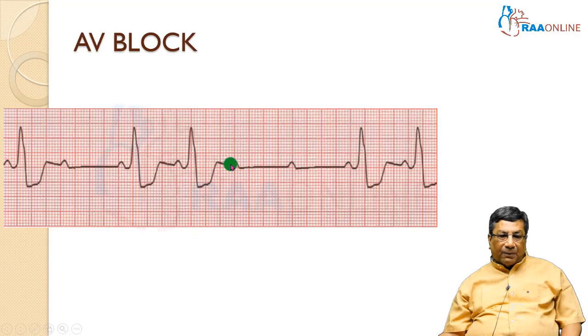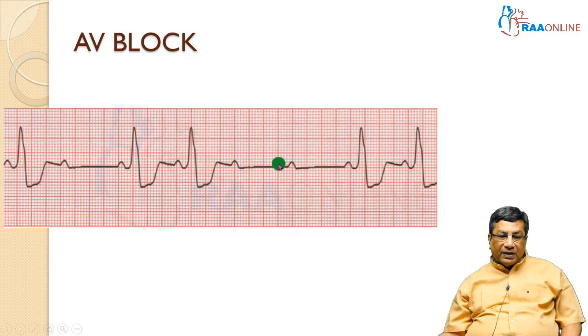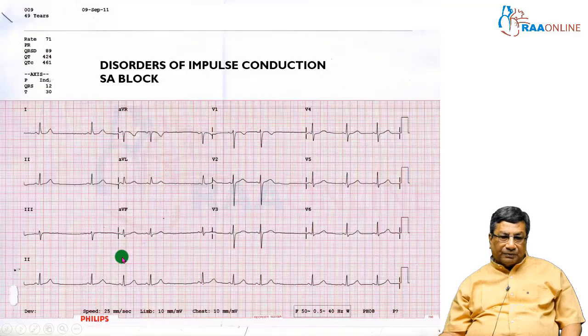Whereas inside the pause, if you find P waves and the P waves are not followed by QRS complexes, it is atrioventricular block, which means the sinus node has formed the impulse. The atrial depolarization has happened, but it cannot cross through the AV node and the distal conduction system to go into the ventricles to produce ventricular depolarization. So whenever you have a pause, if you don't have a P wave inside the pause, it is a sinus pause. When you have a P wave inside the pause with no conduction to the ventricle, it is atrioventricular block.